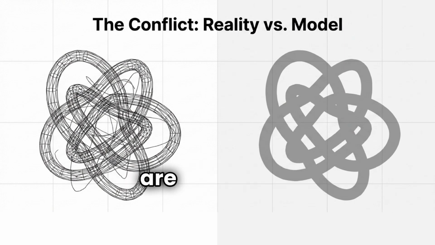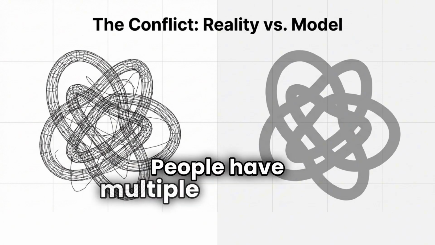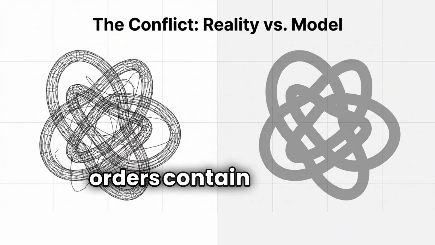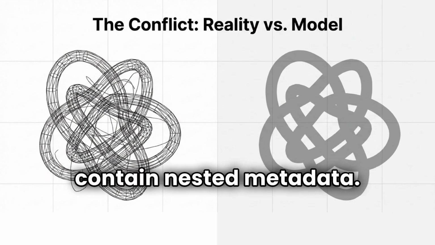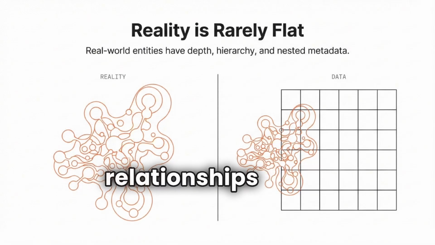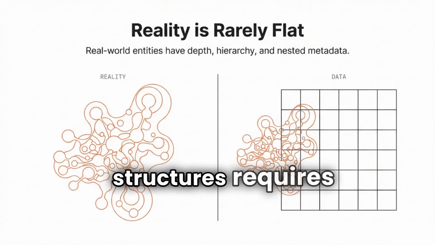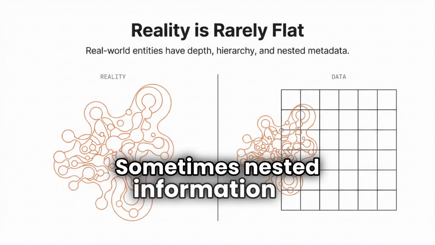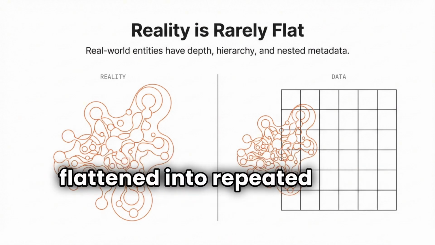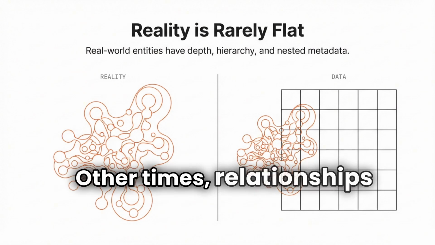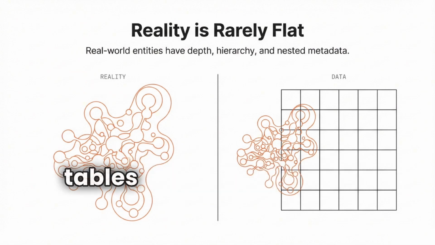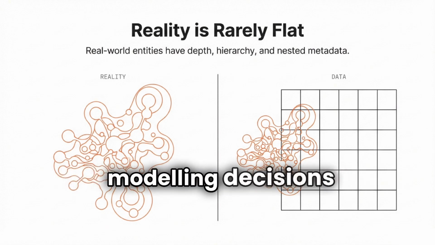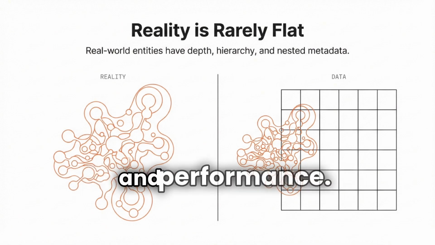Real-world entities are rarely flat. People have multiple addresses, orders contain multiple items, and events often contain nested metadata. Representing complex relationships in flat structures requires duplication or decomposition. Sometimes nested information is flattened into repeated rows. Other times, relationships are split across multiple tables connected by keys. Both approaches introduce modeling decisions that affect correctness and performance.